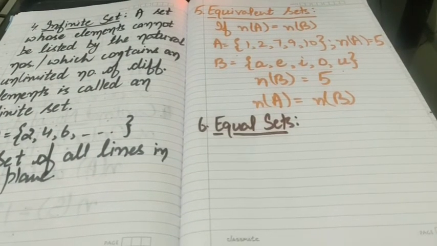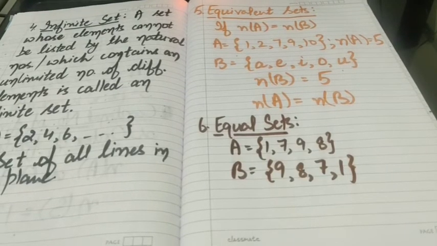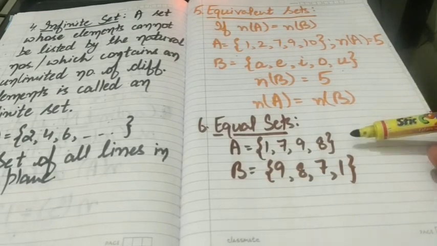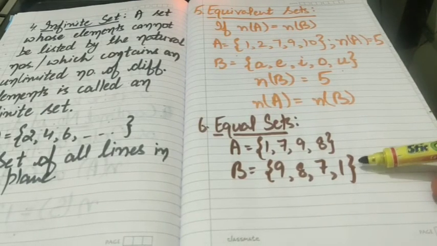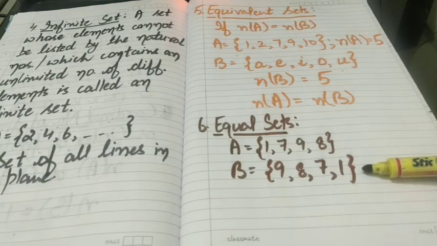Well, two sets A and B are said to be equal if every element of set A is a member of B and every member of set B is an element of set A. For example, let there be set A with the elements 1, 7, 9 and 8 and set B has the elements 9, 8, 7 and 1.